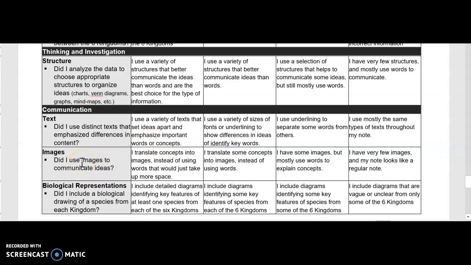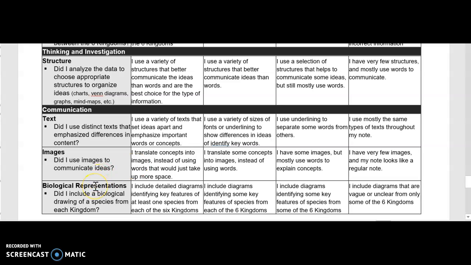Images, again, it's a visual note, so it's in the name. How did you do images? And the idea of an image is to translate a concept. So you're not putting a smiley face because you feel like saying, hey, look at my work, it's happy. You're putting a smiley face because it's meant to represent something. It's meant to represent happiness, for example, which probably won't apply to this assignment.